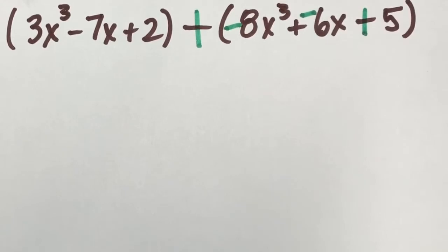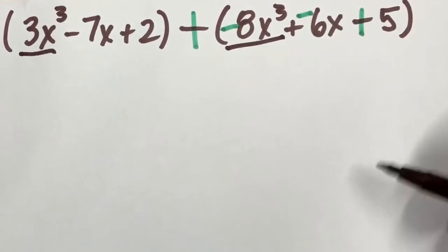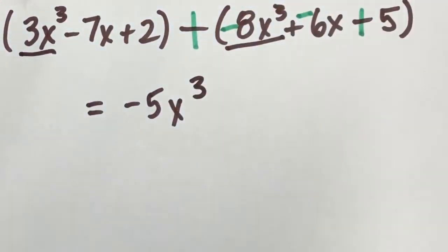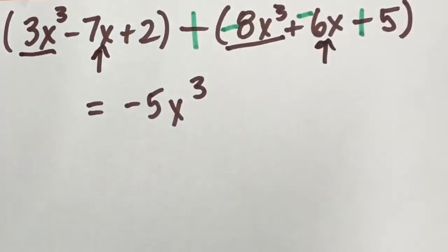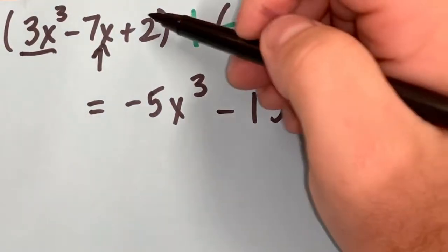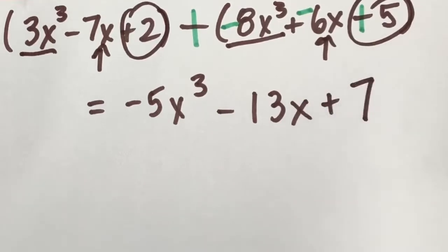At this point, we would combine our like terms. I see a 3x to the third and a negative 8x to the third. That equals negative 5x to the third. We have a negative 7x and a negative 6x. We combine those, we get negative 13x. And then we have a 5 and a 2. 5 and 2 added together is 7. We have subtracted the polynomial by distributing the negative and combining like terms.